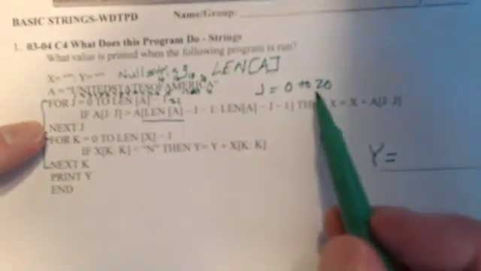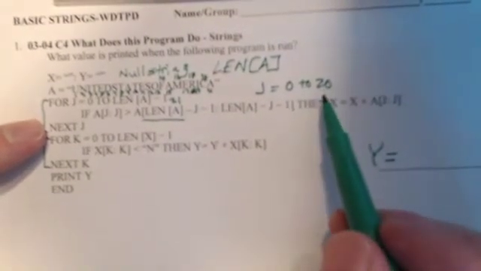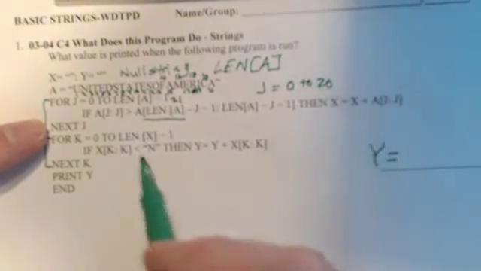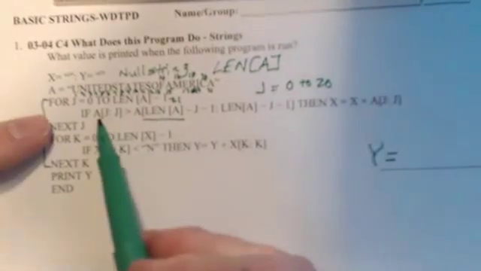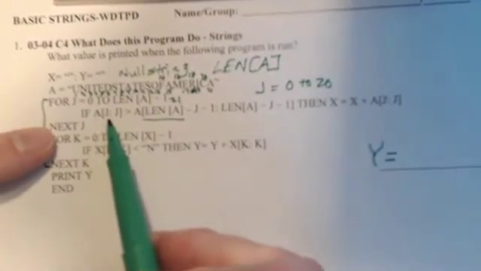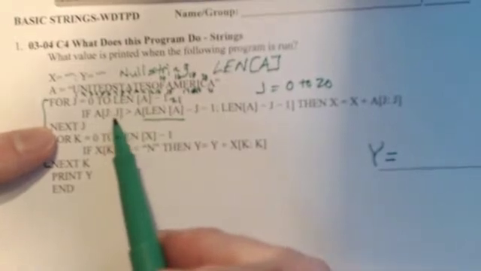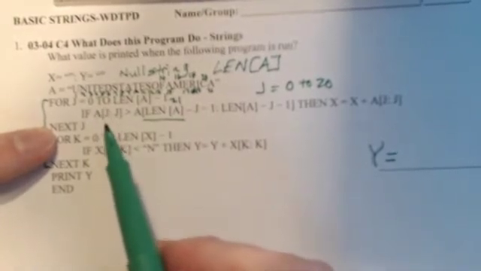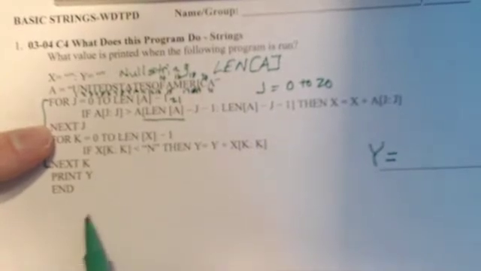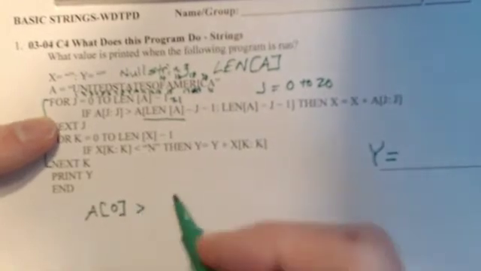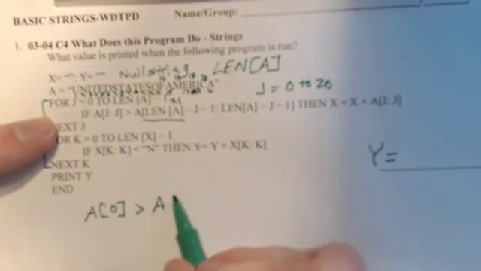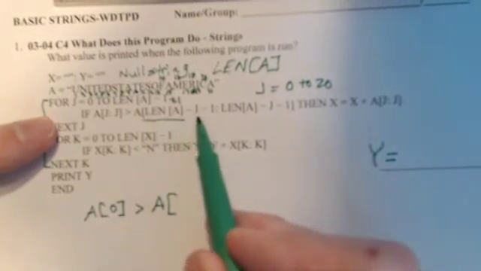Okay, so this value is just one short of the original string length of A. For J equals 0 to length of A minus 1, so 0 to 20. If A sub J through J, so whatever J's value is, in this case it's 0. So we got if A sub 0 is greater than A sub the length of A minus J.